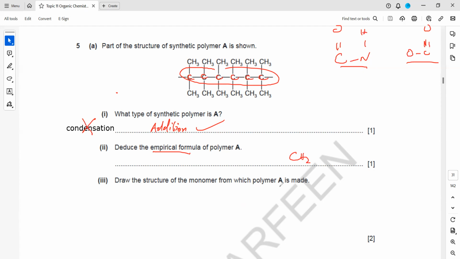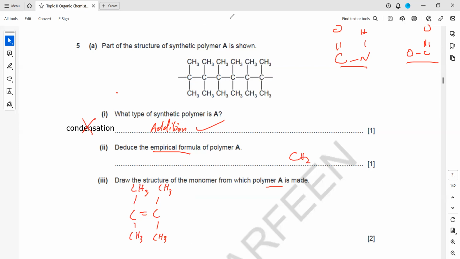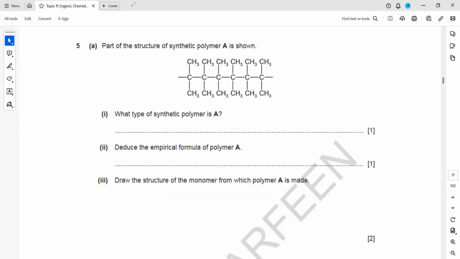Draw the structure of a monomer. How to draw the structure? When you have an addition polymer, just take the first 2 carbon atoms and hide the rest of them, and just draw the double bond. So this will be the polymer, and this will be the monomer. The polymer is given, and whenever in the exam you need a monomer for an addition polymer, just take the first two carbon atoms, hide the rest of them, and just put a double bond. This will be a monomer.